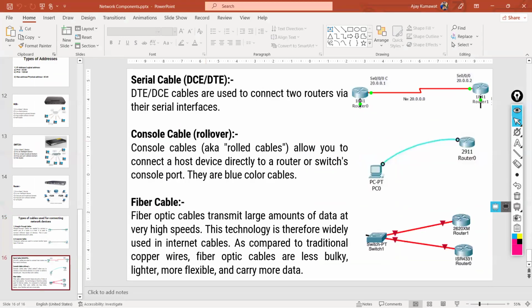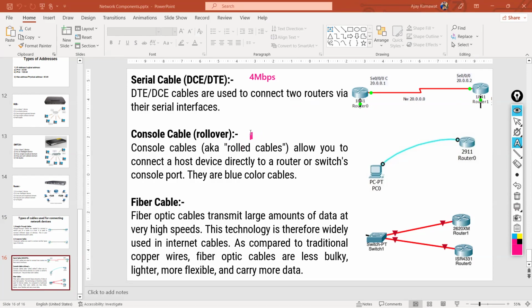Straight through, crossover, serial cable. The serial cable we used in the older times had a speed limitation of like 4 Mbps. But now we need speeds much faster than this, so we don't use it again. Otherwise, serial cables used to connect a router with a router. Console cable. So which one? This is RJ45 to RJ45. Tomorrow I'll show you. Okay.